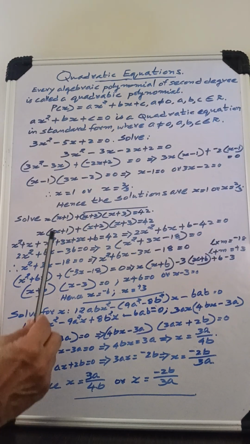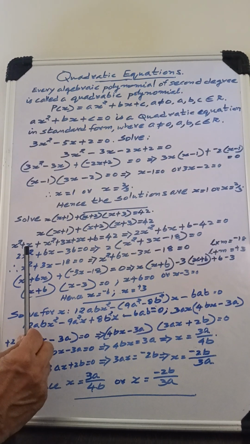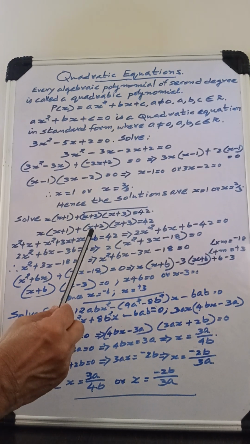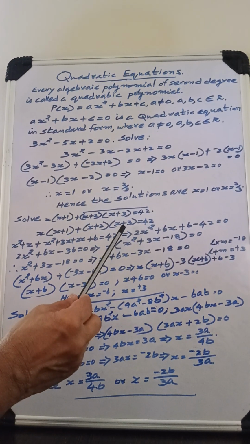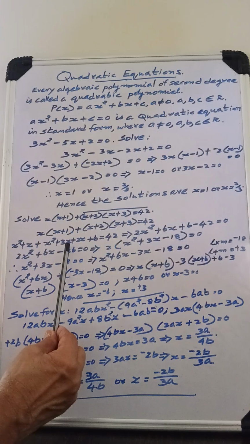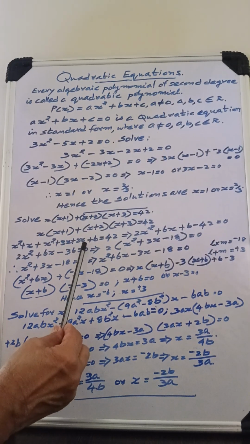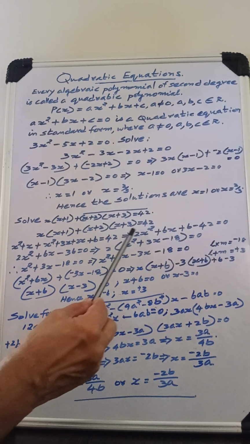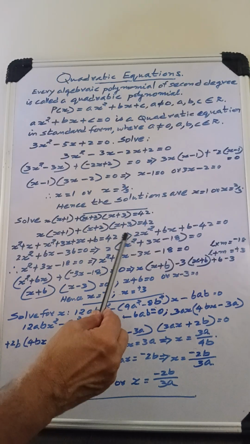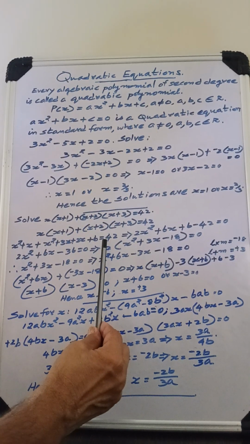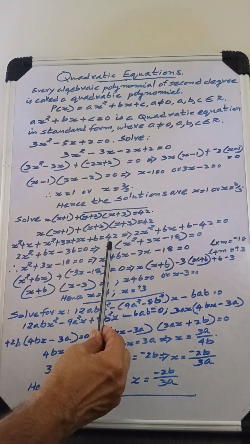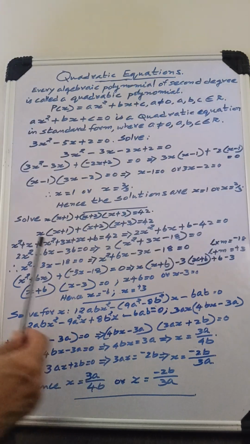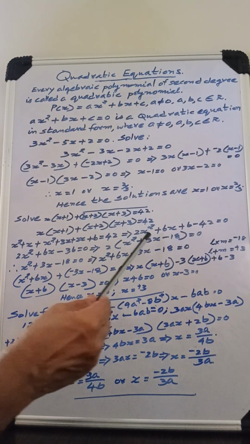x into x squared plus x into 1 gives x. Here x plus 2 into x plus 3 gives x squared plus 3x plus 2x plus 6. Therefore, x squared plus x squared gives 2x squared.